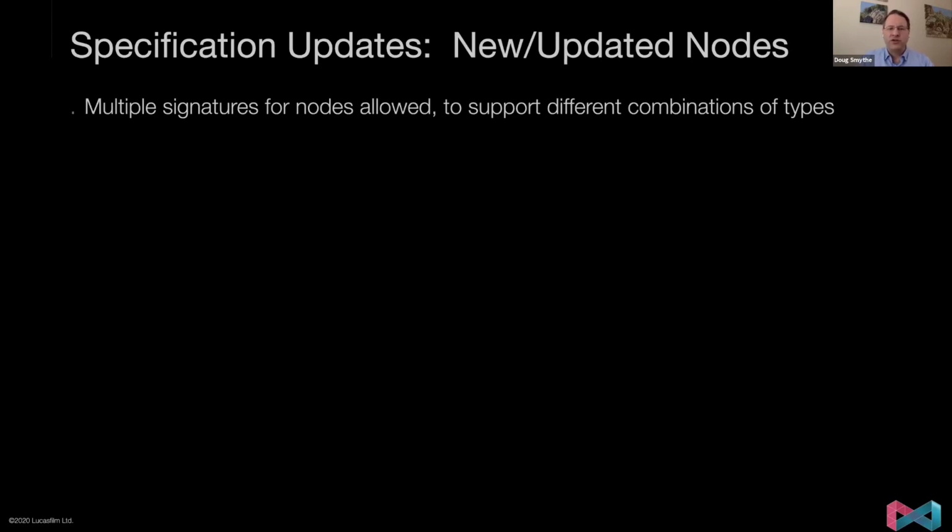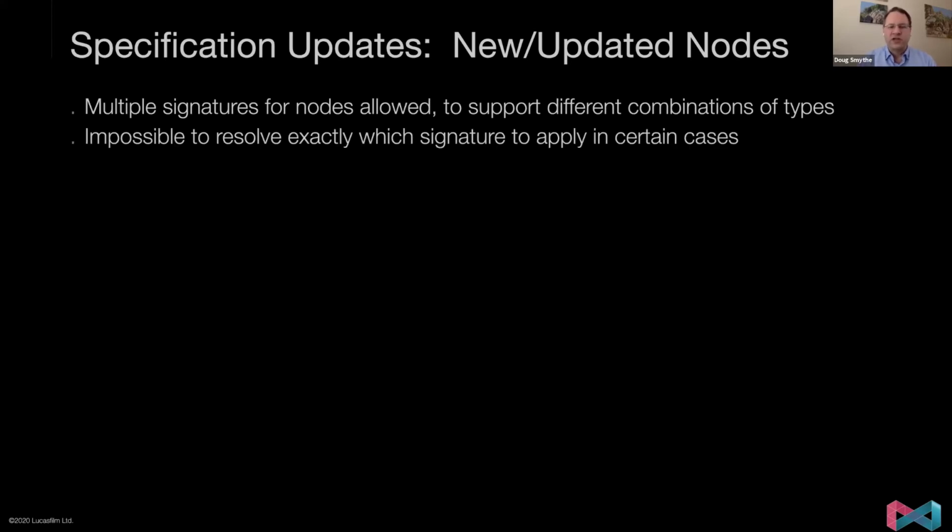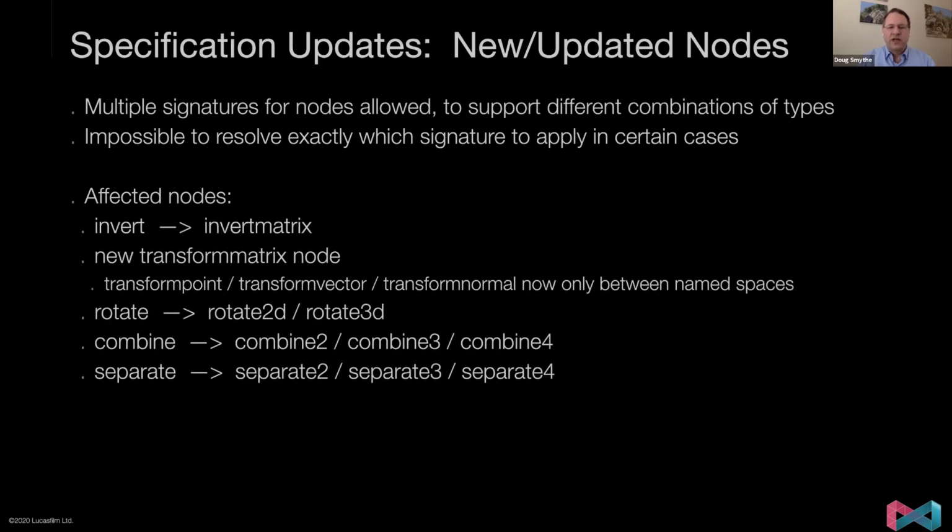In MaterialX, a single node class is allowed to have multiple node def signatures, i.e. to support different combinations of value types for the inputs and outputs, like float versus color. We found that there are a number of situations where it could be impossible to resolve exactly which node def signature to apply when some inputs were unconnected and left at default values. So these have been corrected by creating new nodes so that all variants of a node have exactly the same input and parameter names, with only the types of the inputs and the output varying from one node def to another. So these are the nodes that have been affected by this change.